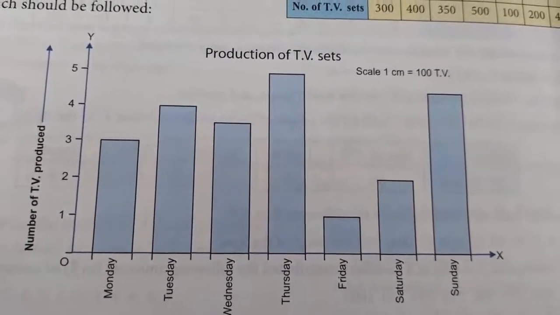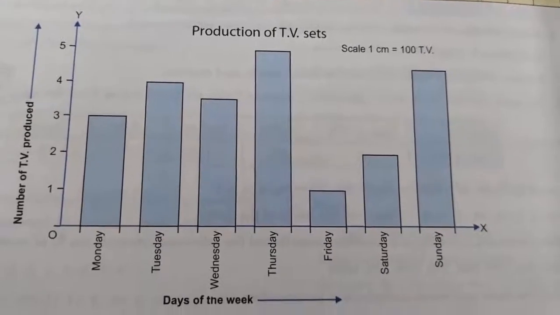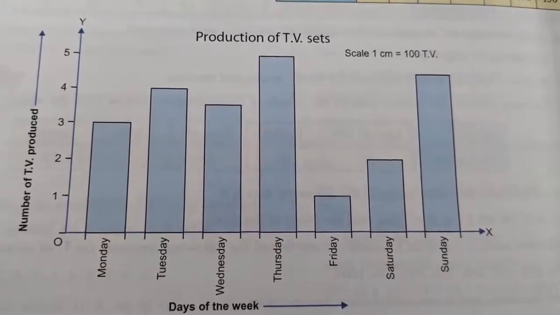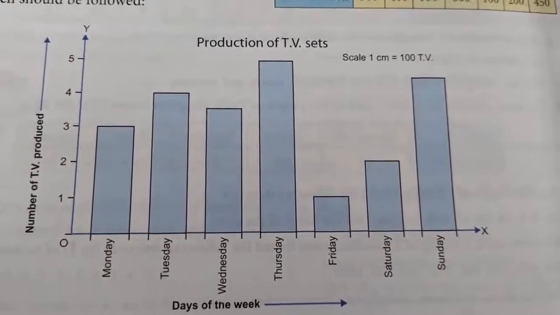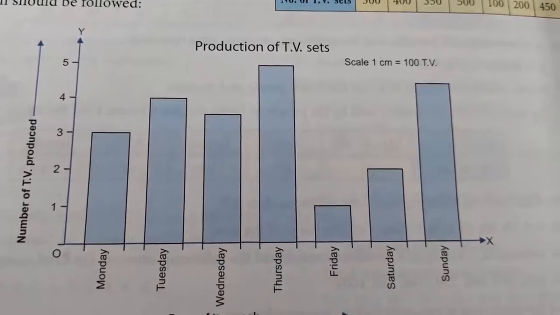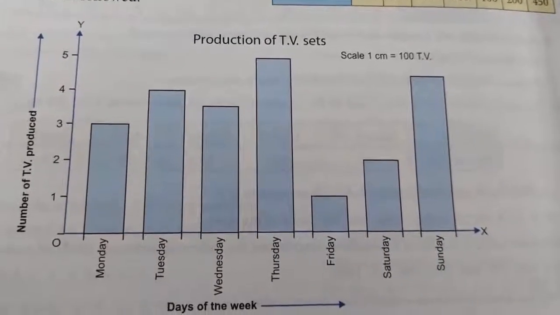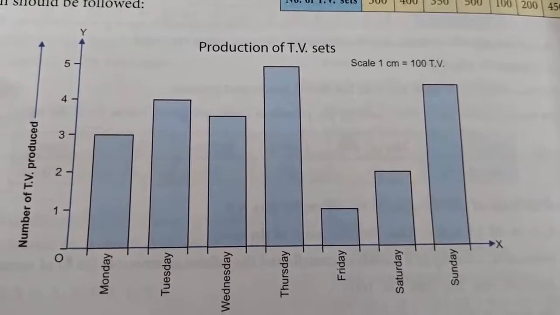Here instead of writing 1, 2, 3, 4, 5, you can even write 100, 200, 300, 400. As they mentioned, 1 centimeter is equal to 100 TVs. So we can easily guess 1 is nothing but 100 TVs, 2 is nothing but 200, 3 is nothing but 300.